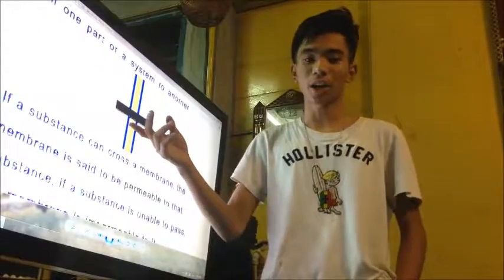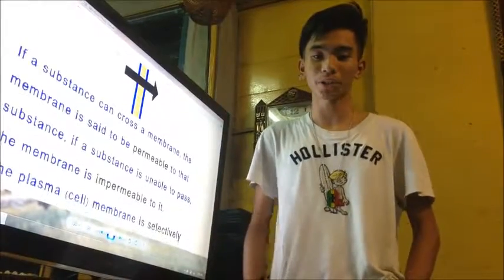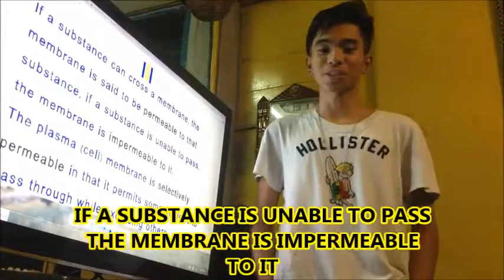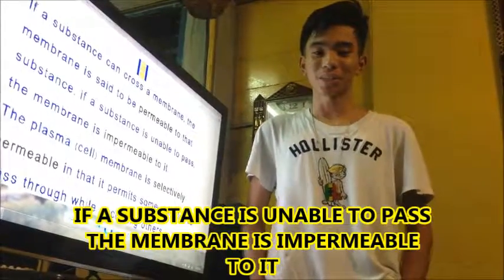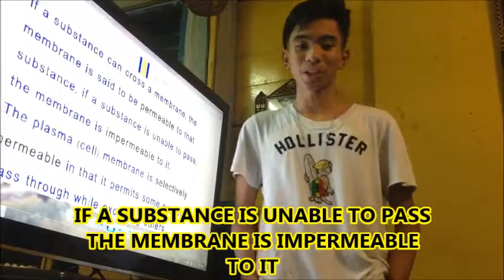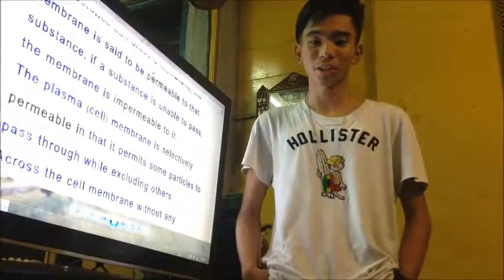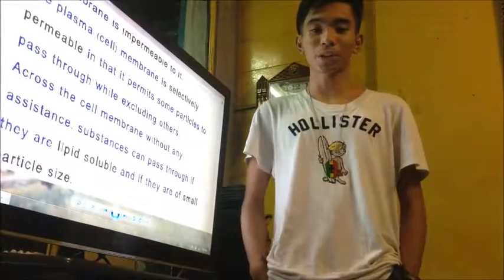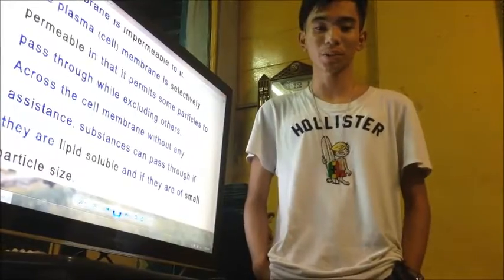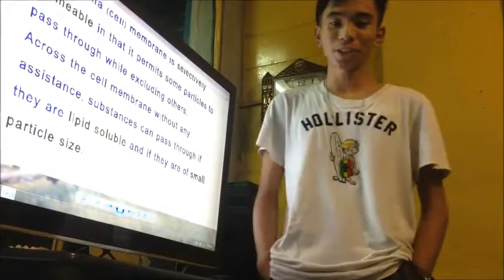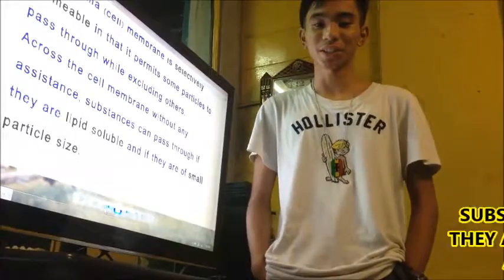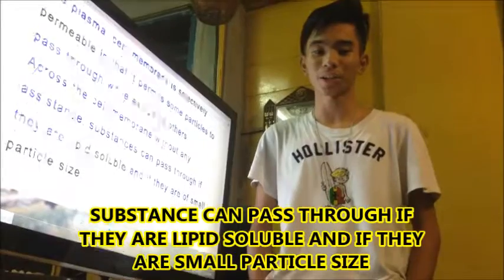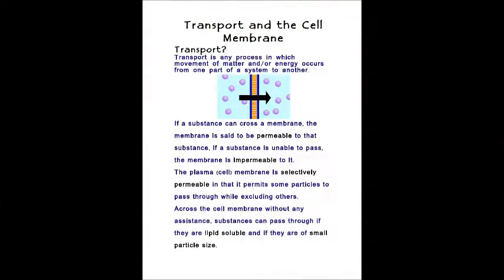If a substance can cross a membrane, the membrane is said to be permeable to that substance. If a substance is unable to pass the membrane, the membrane is impermeable to it. The plasma or cell membrane is selectively permeable in that it permits some particles to pass through while excluding others. Across the cell membrane without any assistance, substances can pass through if they are lipid soluble and if they are of small particle size.